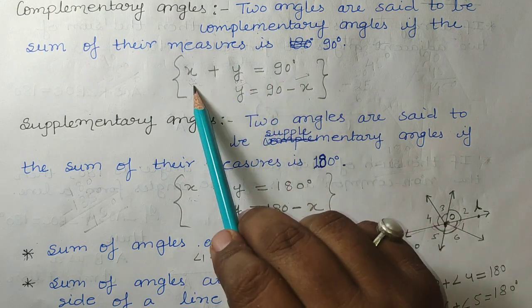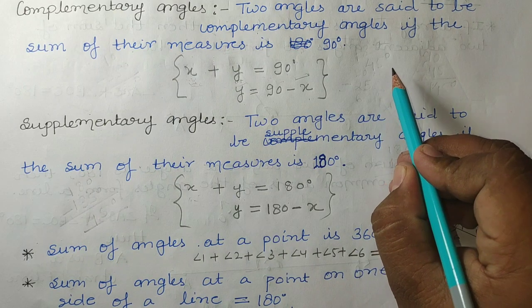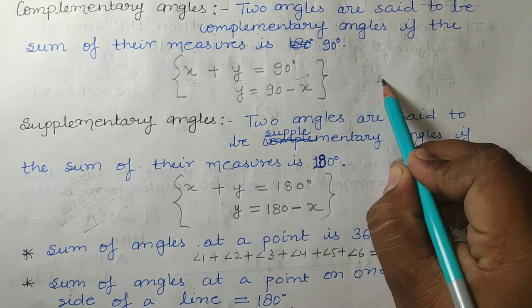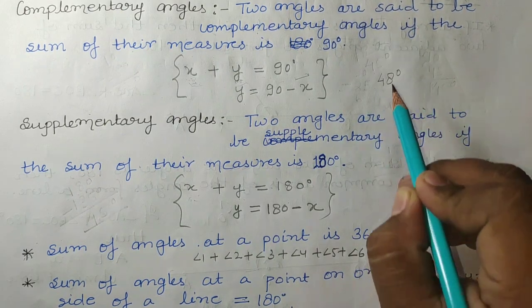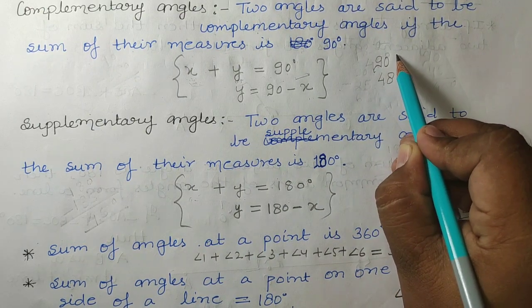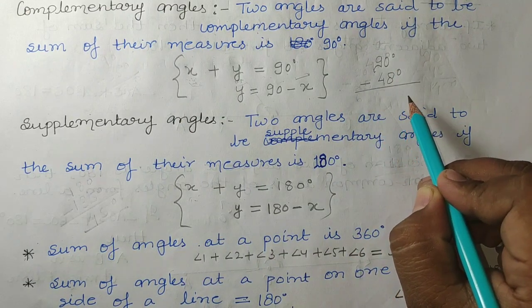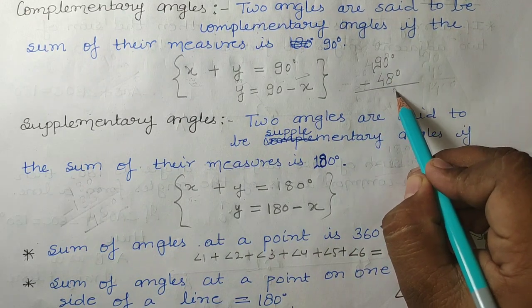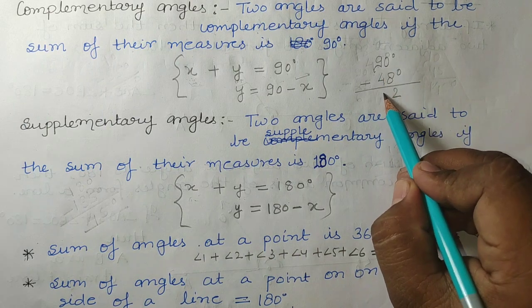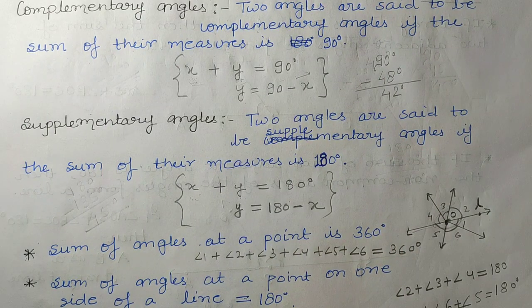If someone asks you to find the complement of one angle, how can we find it? Say someone asks what is the complement of 48 degrees. To find the complementary angle of 48 degrees, you have to subtract 48 from 90. So 10 minus 8 will be 2 and 8 minus 4 will be 4. So 42 degrees is the complement of 48 degrees.